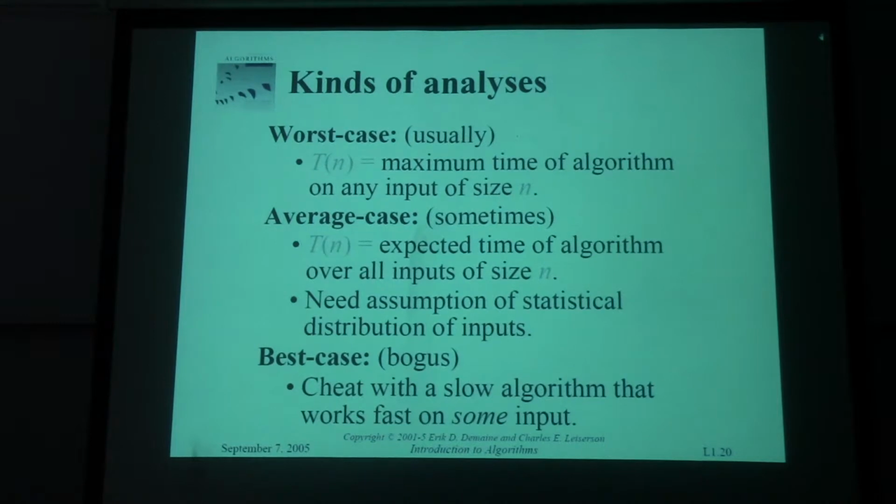So the worst case, usually, is the maximum time of the algorithm on any input of size n. Average case is sometimes, usually, typically used. And best case, he calls it bogus. Not real, phony. You cheat with a slow algorithm that works fast on some input.